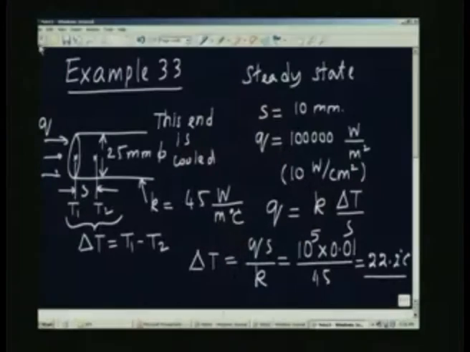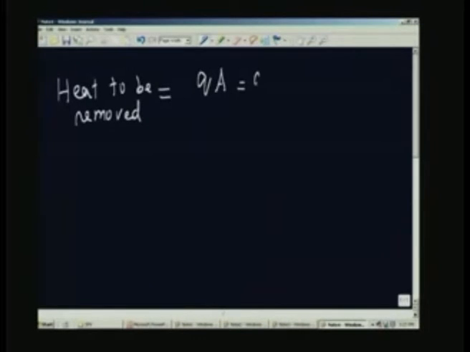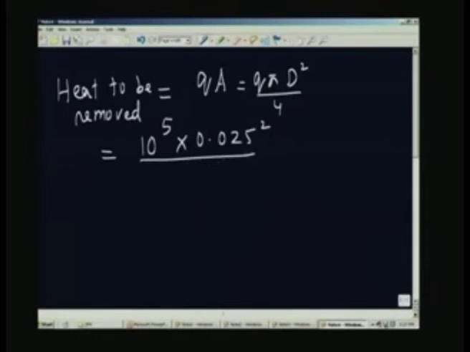And now, let us look at the amount of heat which is transferred, or heat to be removed. This is nothing but Q into A, Q into pi d squared by 4, and this will be 10 to the power of 5 into 0.025 whole squared divided by 4, so many watts, and this works out to be about 49.1 watts, roughly let us say 50 watts to be removed.